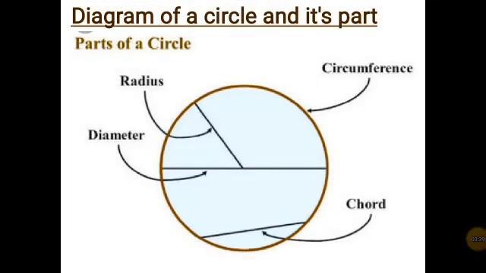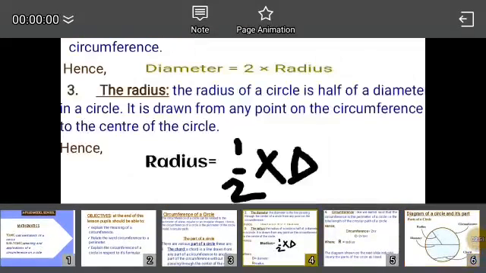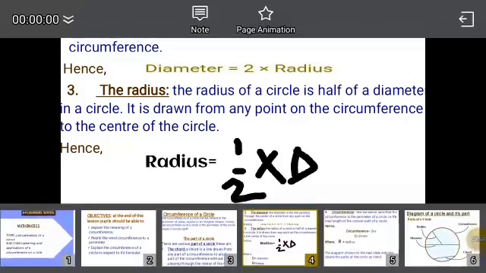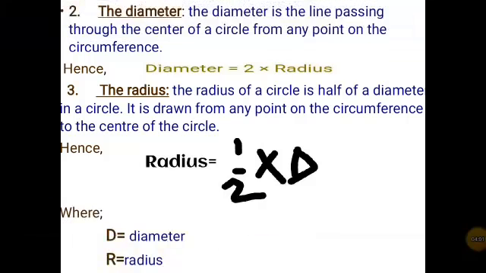The difference between radius and diameter is that radius is half of a diameter. So that's why you see on that slide, 1 over 2 times d. Hence radius is equals to 1 over 2 times d. Because radius is half of a diameter, while diameter is 2 of radius. I hope you understand that. Now, d is equals to diameter and r is equals to radius.